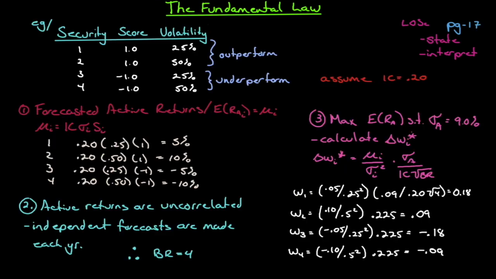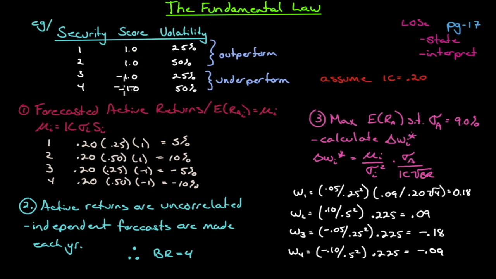All right. Let's say we're looking at 4 securities, and here's the volatility of those securities, 25%, 50%, 25%, and 50%. And we have our scores of 1, 1, -1, -1. So what do these scores mean? Well, we have a score of 1 on security 1 and 2, so we expect outperformance. We have a score of -1 on the other 2, so we expect underperformance. If we expected neutrality, we'd score them 0. So our 3 scores are 1, 0, and -1. We have 2 outperformed, 2 underperformed.